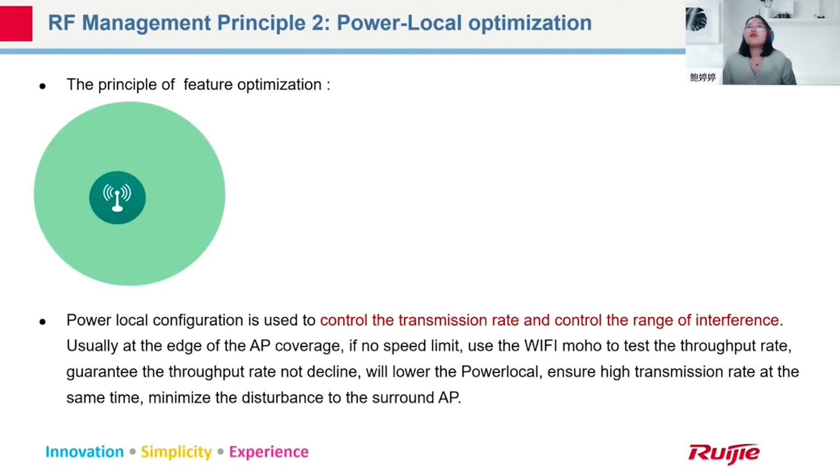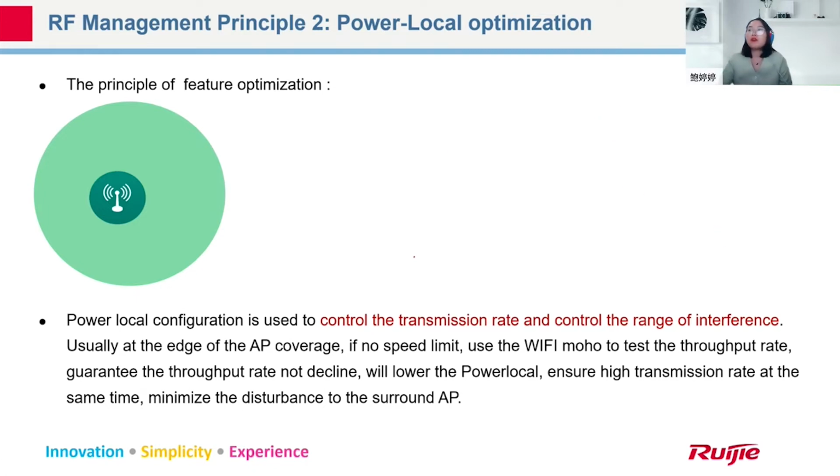And another one is the principle of how to do the optimization. If we choose the correct channel but still find some interference in our network, the second step is that we can adjust some parameters, about the power level. About the power level, pay attention: you have to know this parameter's function.